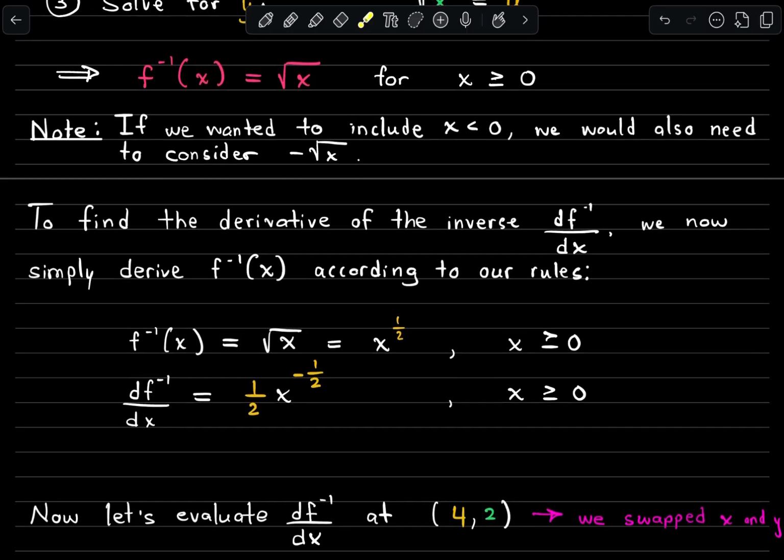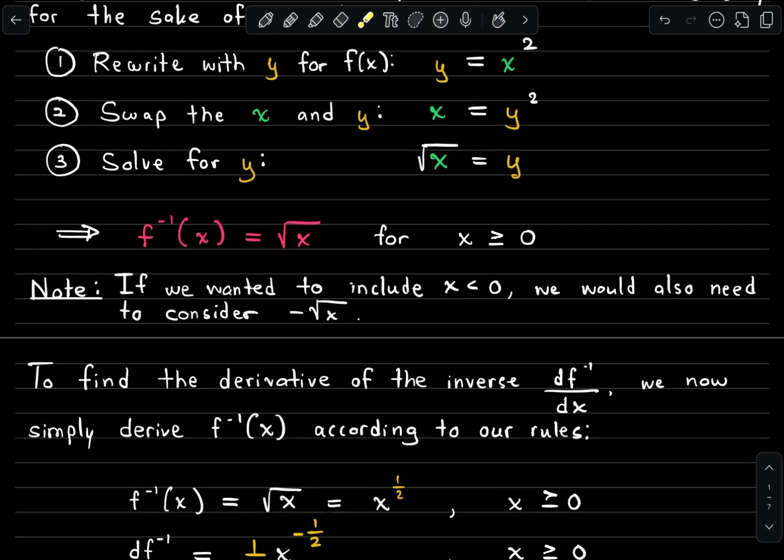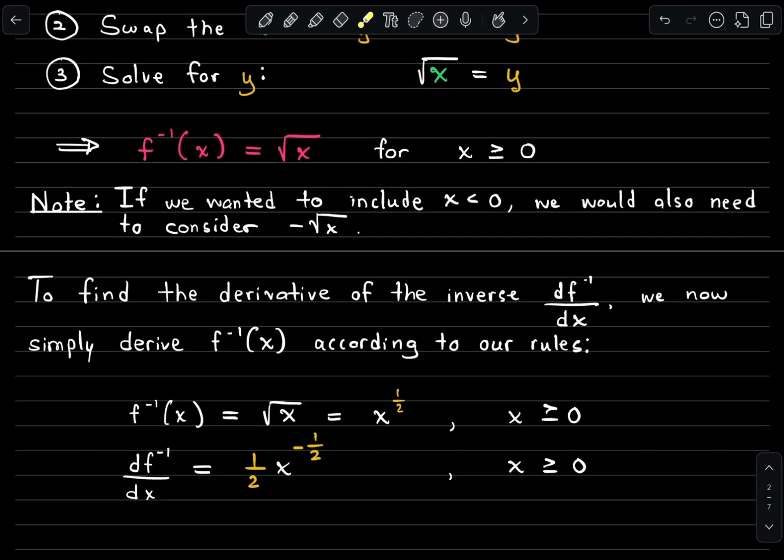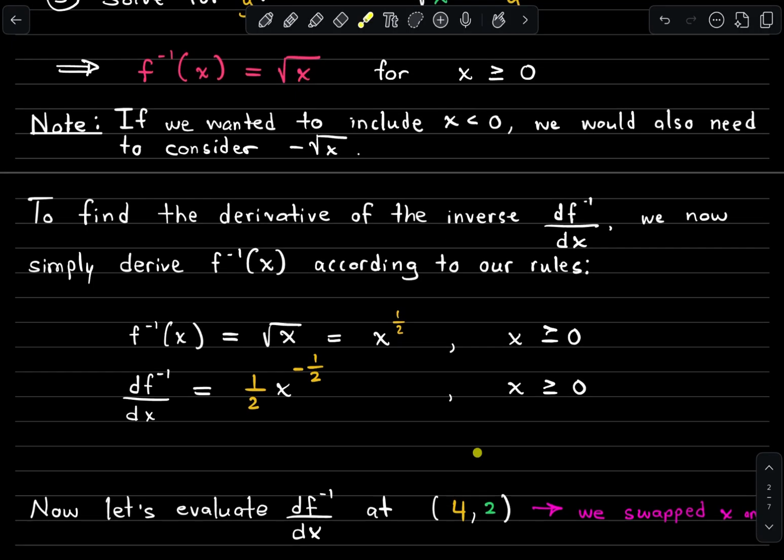Now, let's evaluate the derivative at 4, 2. And no, we started over here with the point 2 comma 4. But when we found the inverse, we swapped x and y. So we're going to do the same thing over here. So we're going to swap that x and y value, and we're going to consider now this other point, 4 comma 2. It's a different point than 2 comma 4. But let's see what happens. There's an interesting pattern that emerges here with inverse functions.